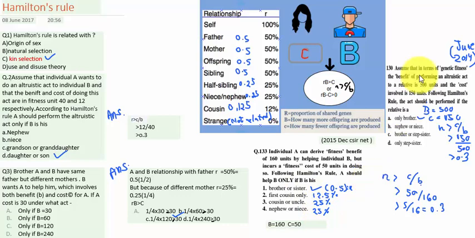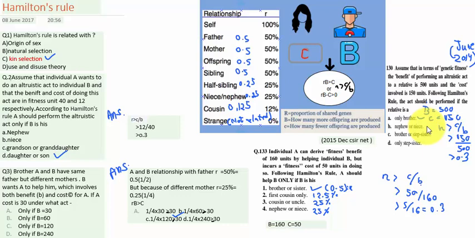The next question is: assume that in terms of genetic fitness, the benefit of performing an altruistic act to a relative is 500 units. That means the benefit is given 500 and the cost is 150. So by putting the same formula, the answer is 0.3, which is related to only brother. So this is all about Hamilton's rule.